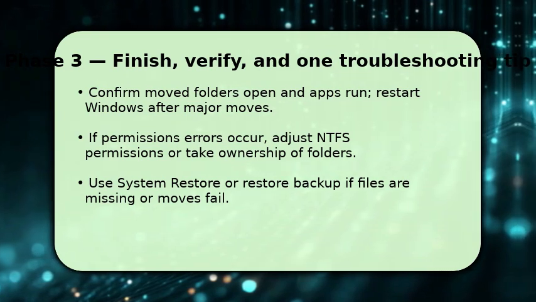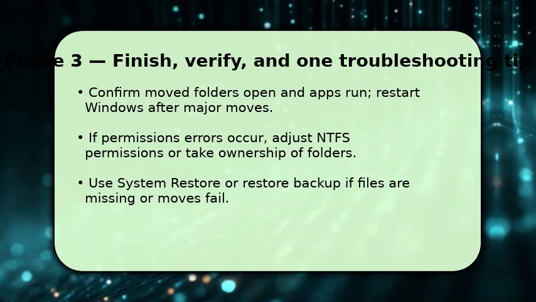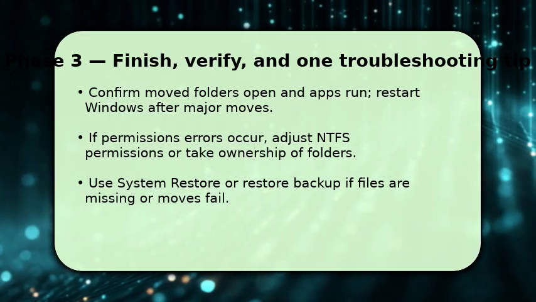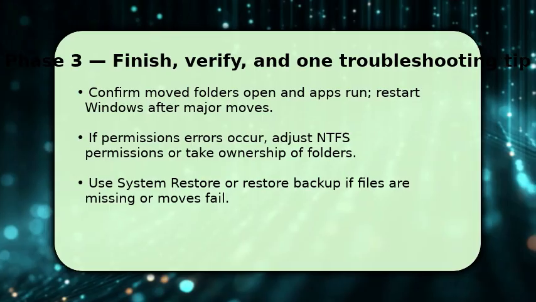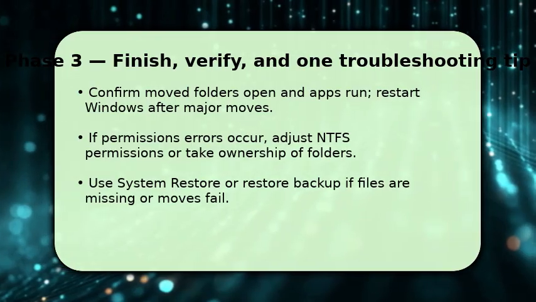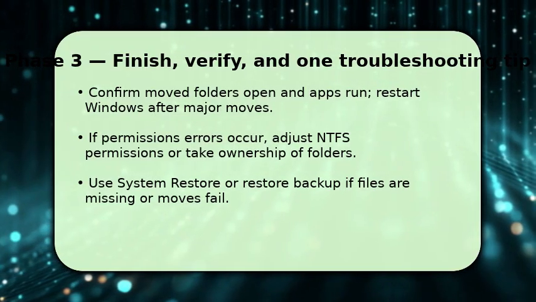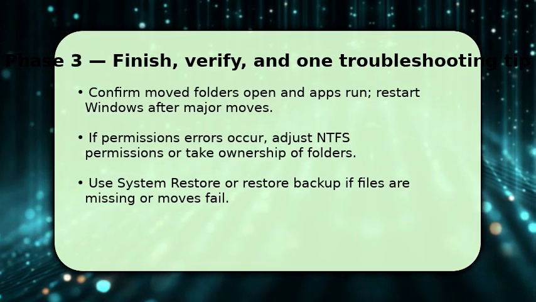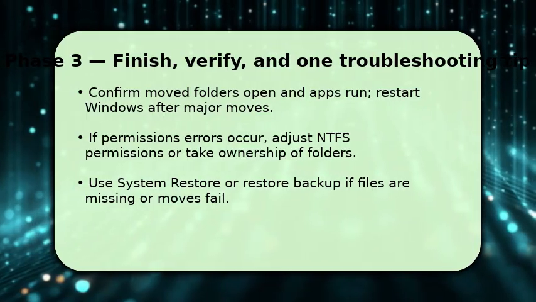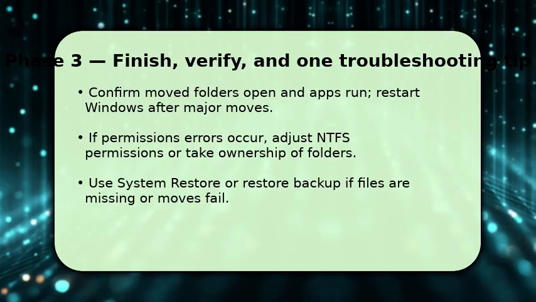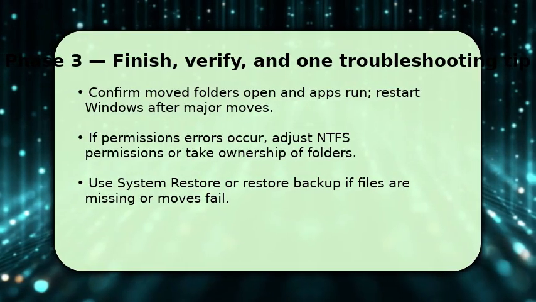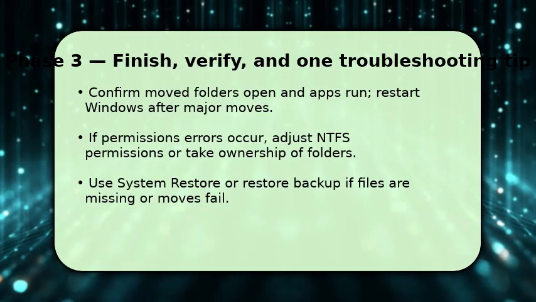If you encounter access denied or permissions errors, take ownership and set NTFS permissions on the new folder, because ownership prevents stubborn access problems. If files went missing or behavior is unstable, revert using your backup or system restore. This undoes risky moves. One quick tip: if a drive letter conflict appears, change the drive letter in Disk Management before retrying the move to avoid errors.